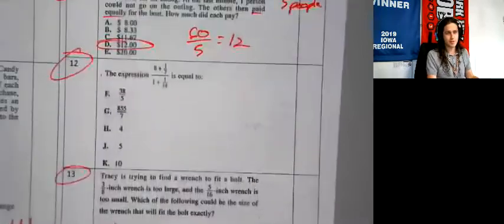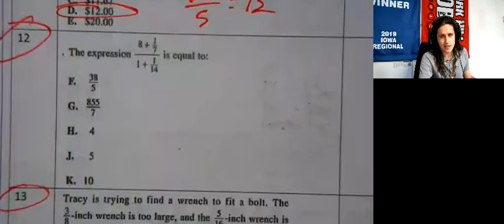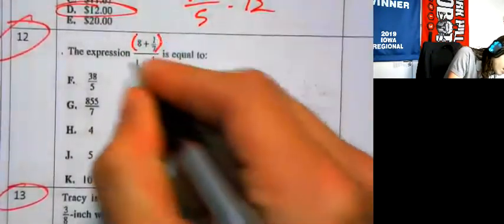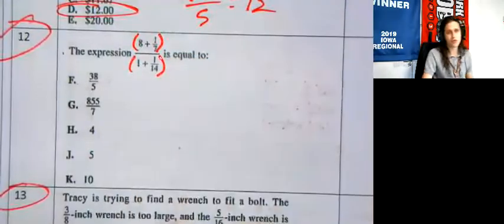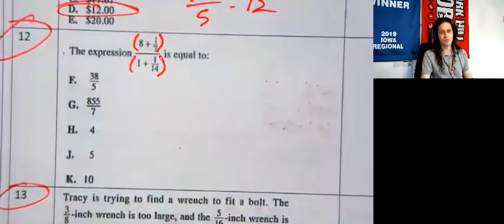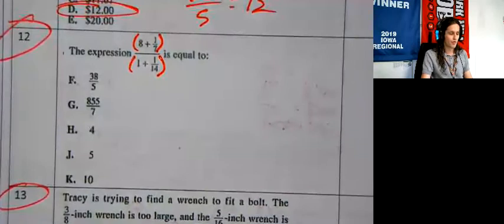Number 12 is, oh my gosh, it looks so easy. It looks so easy. How does a child mess it up? They don't know how to put things in the calculator. Remember, your calculator knows the order of operations, even if you don't. Okay. What do I mean by that?